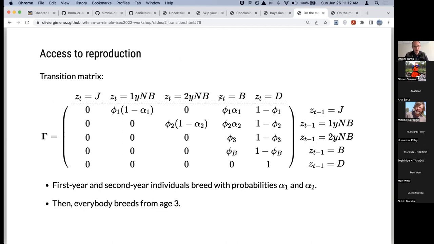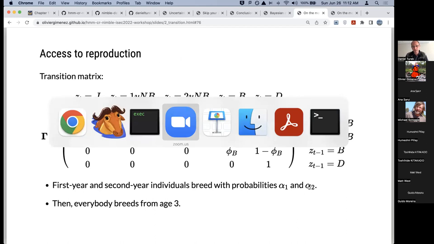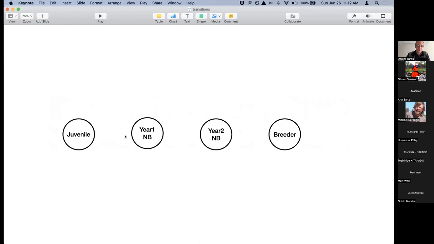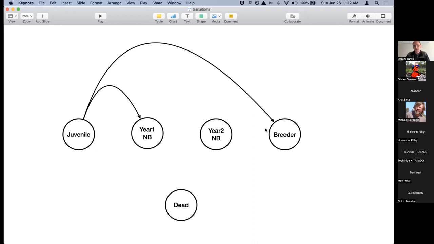When I looked at this, there's a small thing here which I thought might clarify stuff a little bit, so I'm going to take a second and just look at this. This is the representation of what we're going to see here. There's four different alive states: juveniles, year one non-breeders, year two non-breeders, and adult breeders. And what you're going to see in that matrix right there is the following. Juveniles, when they're first observed here, can transition. And there's one more state, a dead state. Juveniles can transition to either year one non-breeders, or they can transition to breeders.